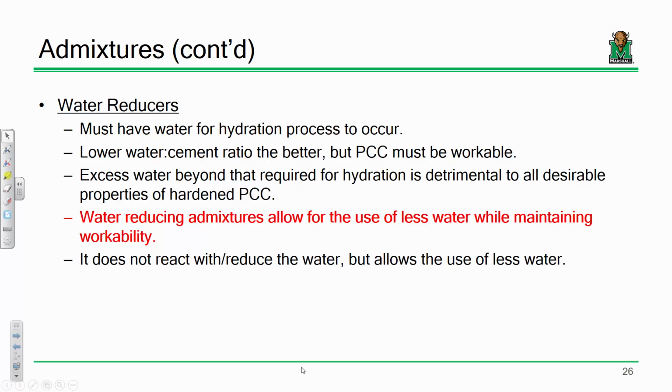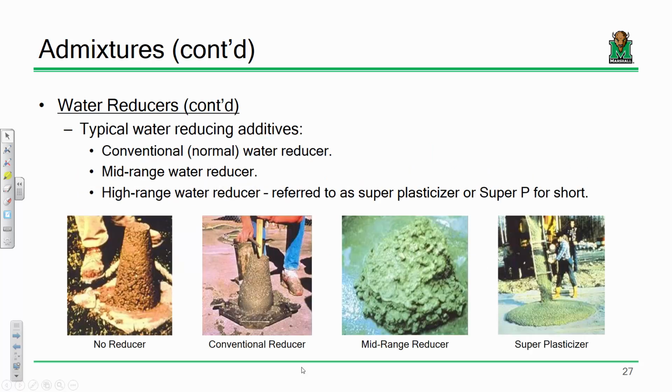How many of you have ever been around any type of concrete work and ever heard the term Super P or super plasticizer? That's what super plasticizer is. It's a water reducer. Okay. Water reducers come in various ranges. So for instance, this is looking at a slump test that we will do in the lab. So this might be what the end of a slump test looks like after no reducer.